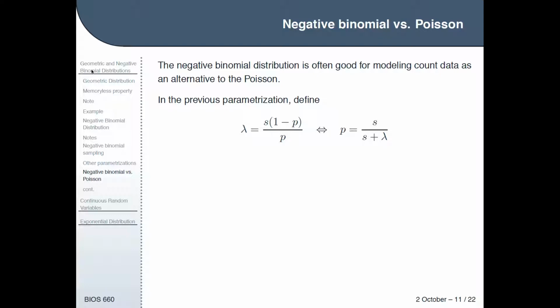Well, what if we define the probability of success in our negative binomial distribution to be S over S plus lambda? On the next slide, I'll explain why we chose that particular value of P. But then, if you work through the math, you can show the negative binomial distribution with probability of success P will have an expected value of lambda and a variance of lambda plus lambda squared over S.